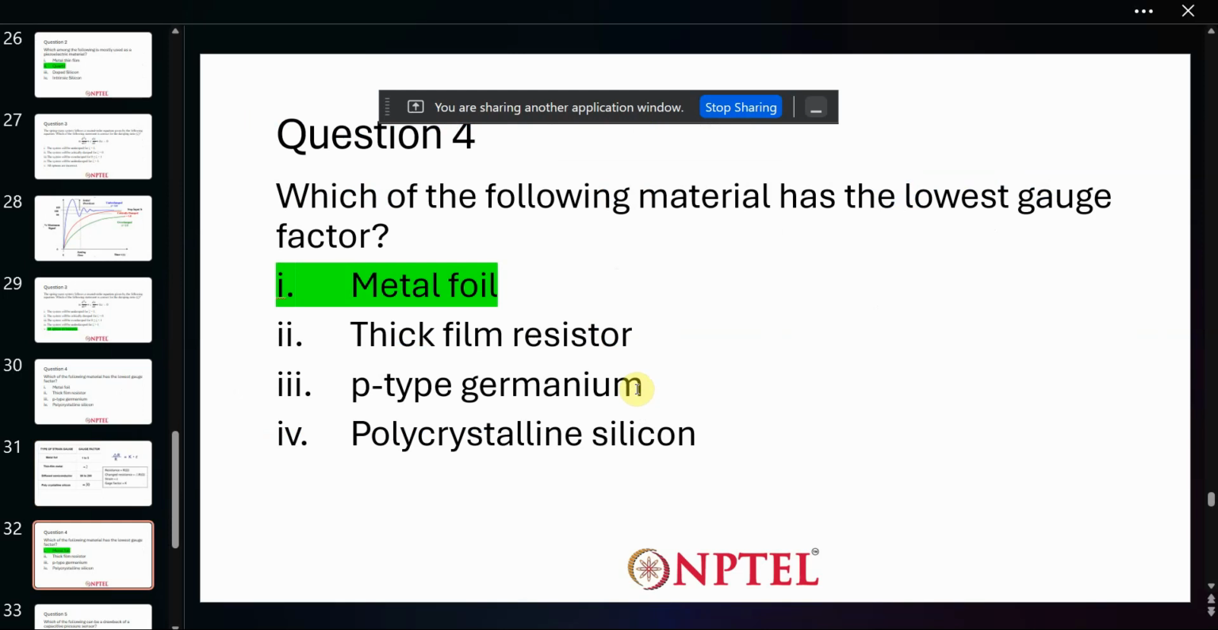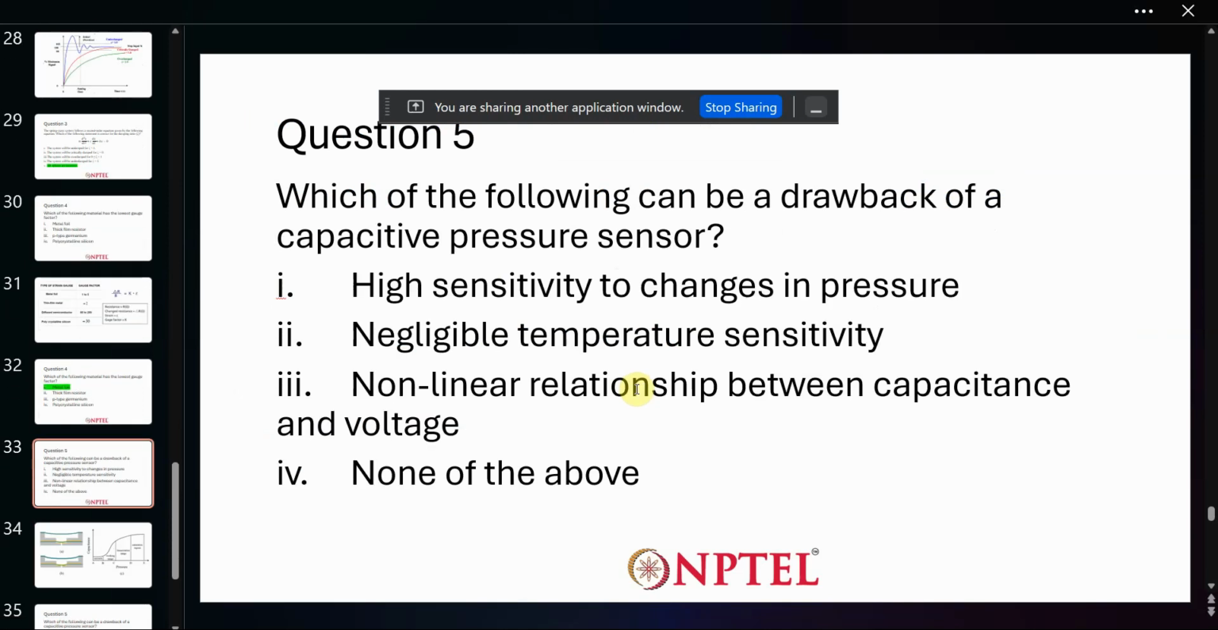So the main thing is the answer for question 4 is the metal foil. Which of the following can be the drawback of a capacitive pressure sensor? High sensitivity to changes in pressure, negligible temperature sensitivity, non-linear relationship between capacitance and voltage, none of the above.